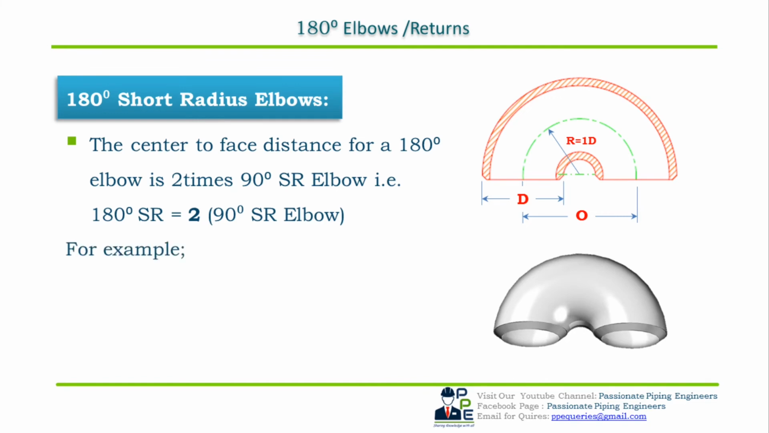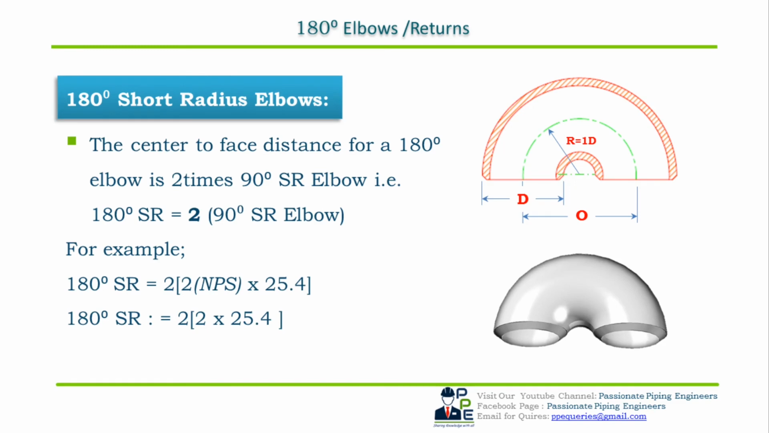Let us take an example of a 2 inch NPS pipe and try to calculate the center to face distance of a 180 degree short radius elbow with the help of the formula. 180 degree short radius elbow is equal to 2 into 1 into 2, which is NPS, into 25.4. So after calculating this, we will get O is equal to 101.6 mm, which is the center to face distance of a 180 degree short radius elbow.